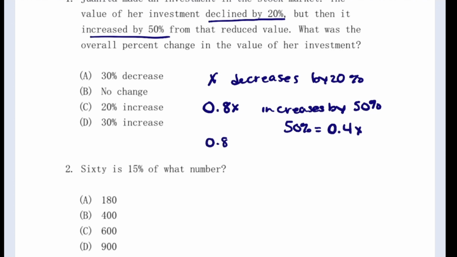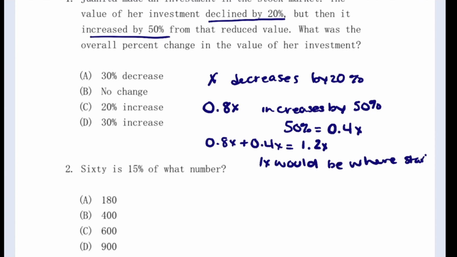So now we want to know what the overall percent change is. We're going to add that 0.8x plus 0.4x, and the answer is going to be 1.2x. Now 1x would be where there was no change. We started at 1x. So the change is going to be 1.2x minus 1x, with a total change of 0.2x increase. 0.2 can then be converted to 20%.